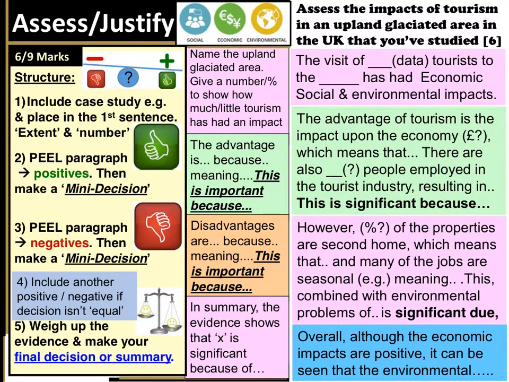So we've got the upland glaciated area. The question is, assess the impacts of tourism in an upland glaciated area in the UK that you have studied. So the first sentence might be, the visit of 21 million tourists to the Lake District has had economic and social and environmental impacts. That tells us the name of the place, it gives us a bit of data and starts our references to SEE, social, economic and environmental.